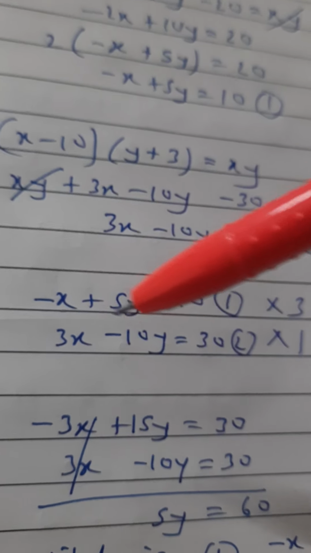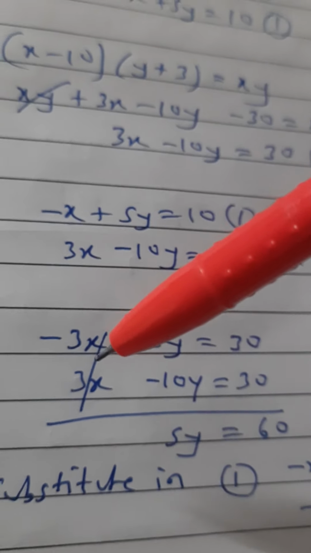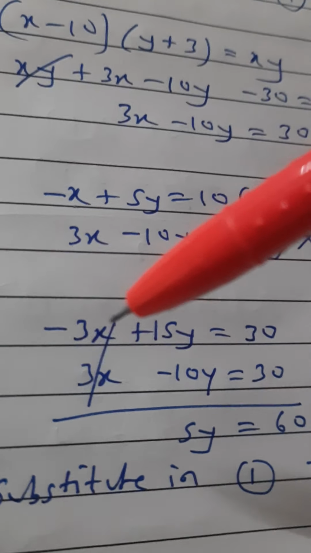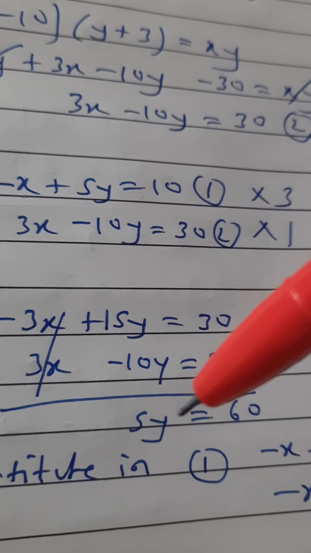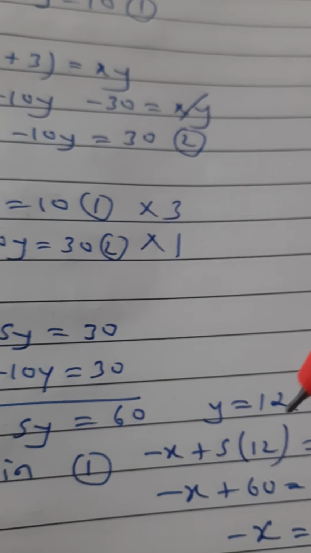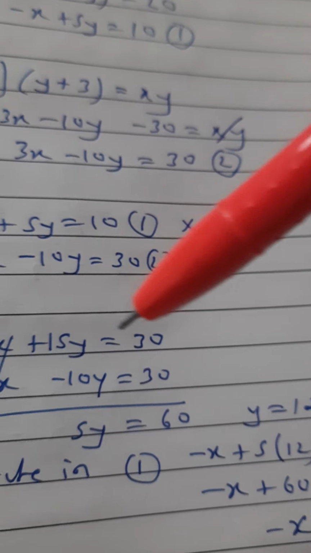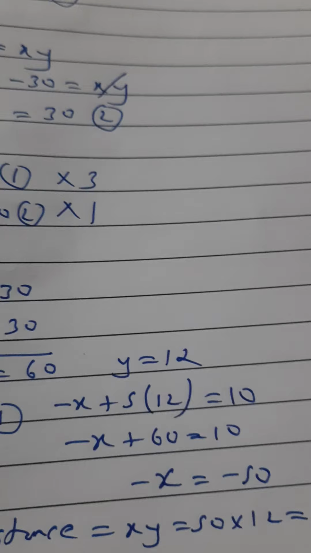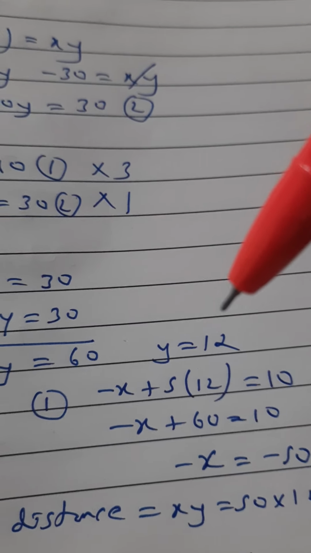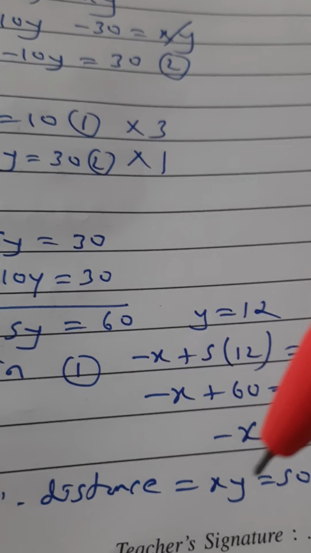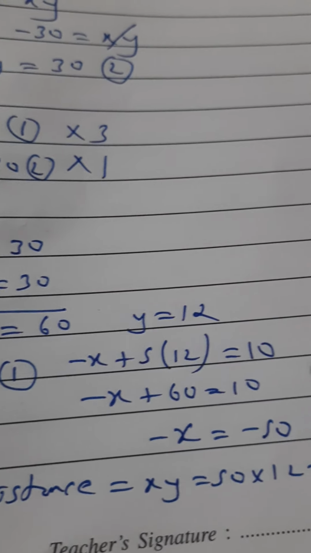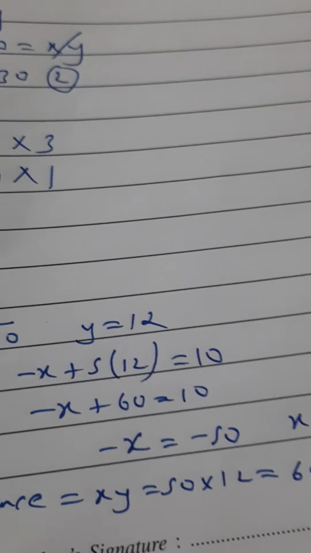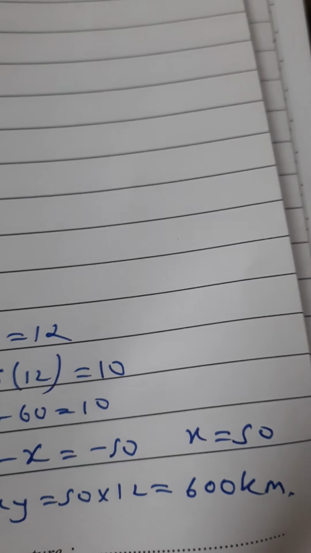Now you can solve this by elimination. Multiply this by 3, and you will get minus 3x here. So we can add them up because the signs are already different. When you add this, we get 5y is 60, so y is 12. Substitute the value of y as 12 in any of the equations. I have substituted in equation 1 here. So you will get the value of x as 50. So if x is 50 and y is 12, what is the distance? Distance was the product of speed and time. So x multiplied by y, we get 50 multiplied by 12, that is 600 kilometers. So we can say the distance is 600 kilometers.